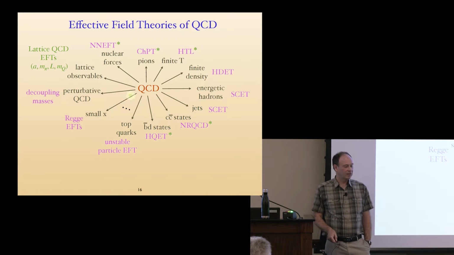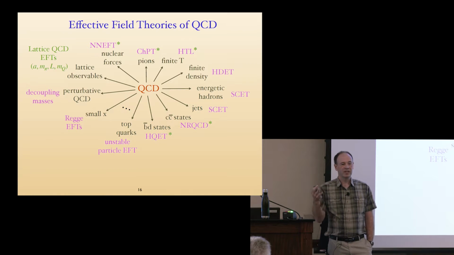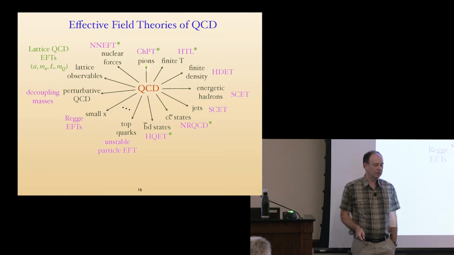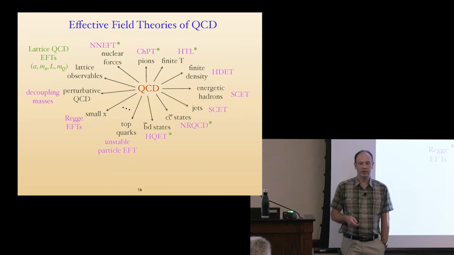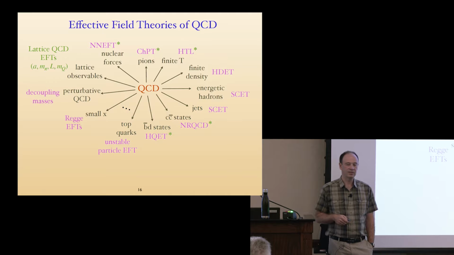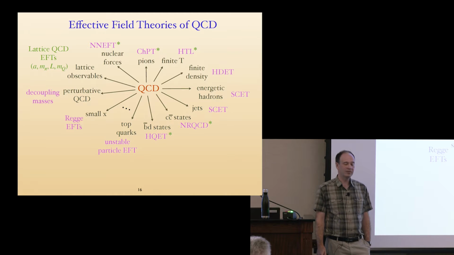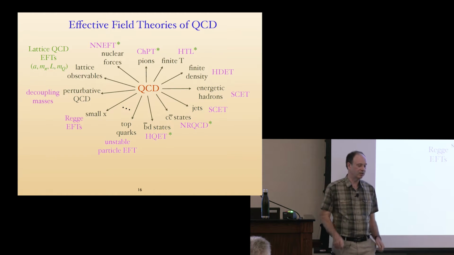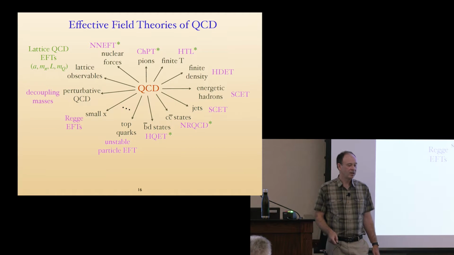So, the origins were in chiral perturbation theory, the effective theory of pions, kaons and eta in the SU(3) case. But then the field is much richer than that, right? In other limits, like high temperature, there's hard thermal loop effective field theory, or high density effective field theory. I already mentioned energetic hadrons. The right effective field theory for that is called soft collinear effective theory. So in these hard collisions, that's also the right effective field theory for talking about jets.